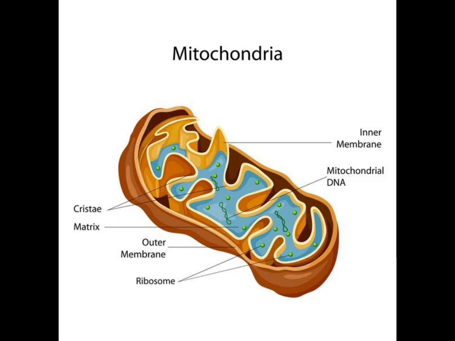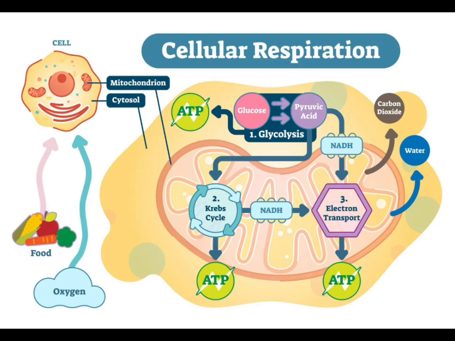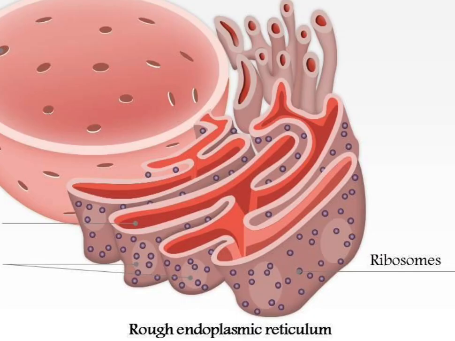Another vital organelle is the mitochondrion, often called the powerhouse of the cell. Mitochondria are responsible for aerobic respiration, a process that releases energy from food. This energy is stored in the form of ATP, which powers all cellular activities. Cells that require large amounts of energy, such as muscle cells, contain many mitochondria.